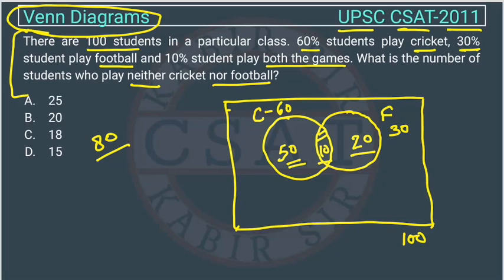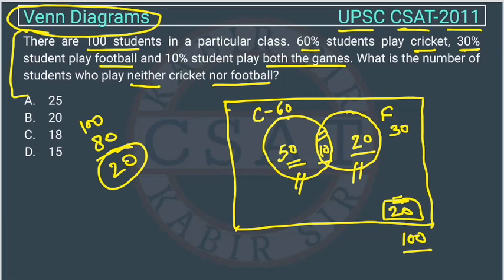Now we have to find who are playing neither cricket nor football. So this will be outside this. So this circle is representing a total of 80. Outside is 100 minus 80. So this will be 20. So 20 are not in this circle. So these are 20 students, right? So 20 students are not playing cricket and they are not playing football. So the answer is option B, right?